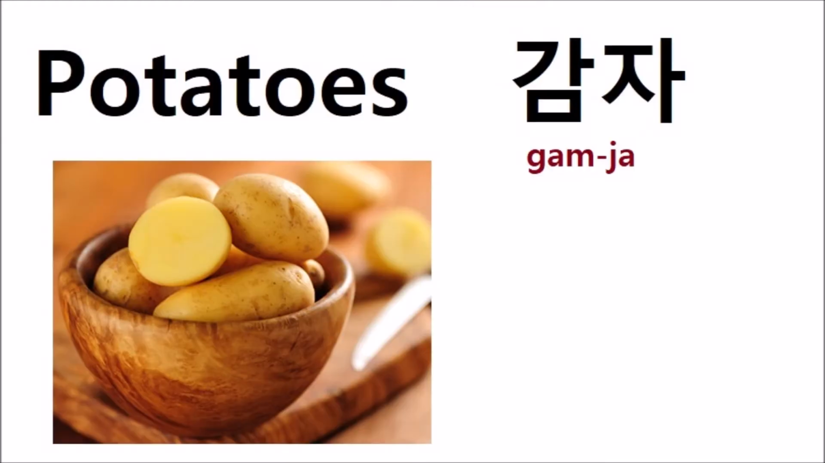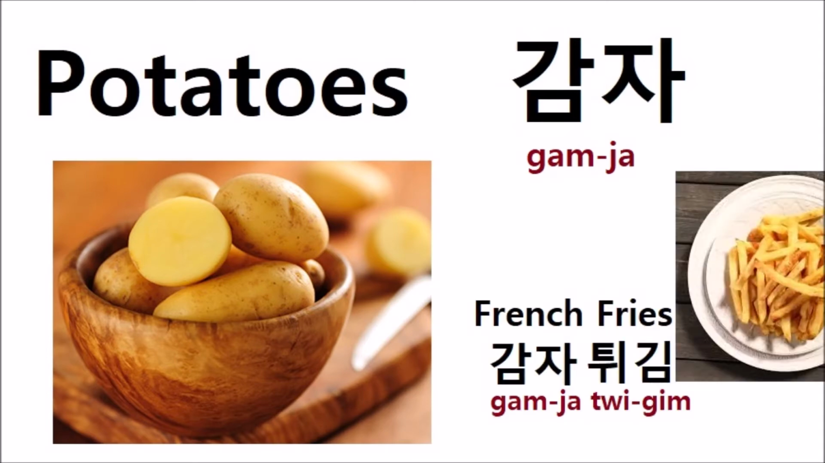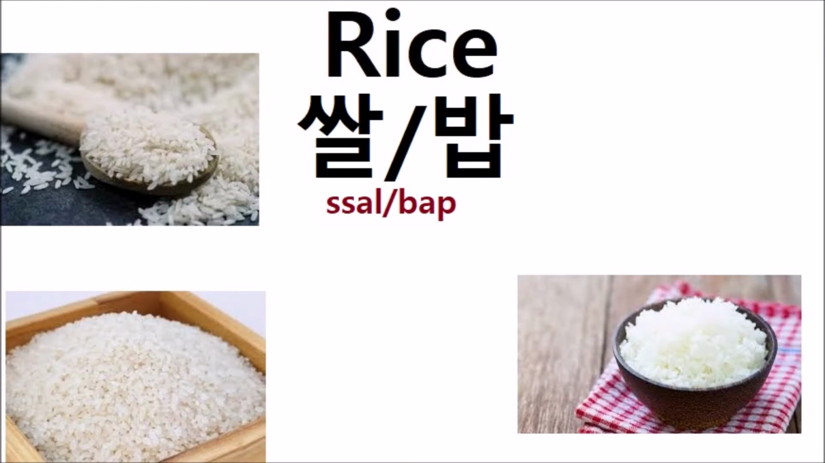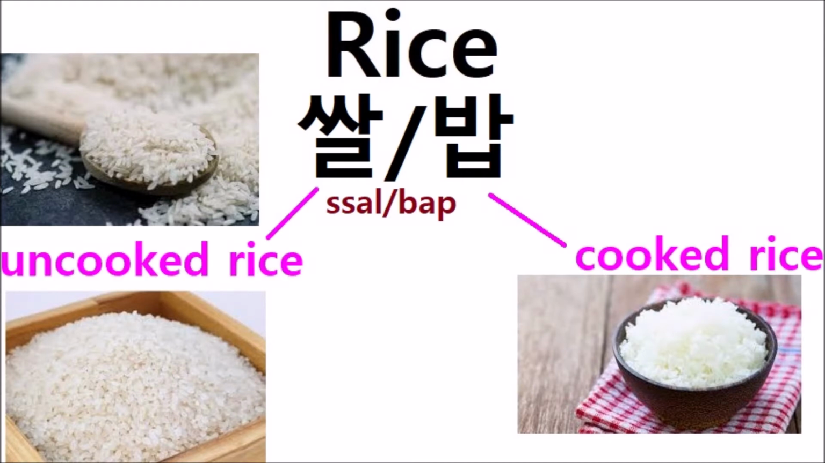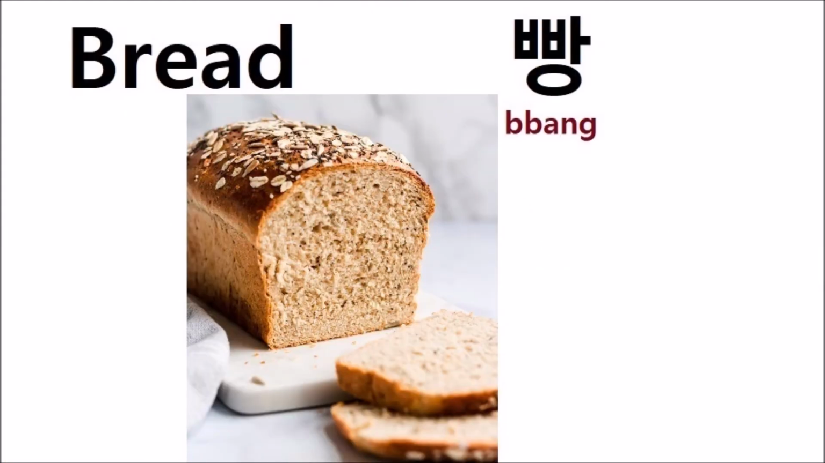Potatoes is gamja. Do you know what French fries is? Gamja twigum. Potato twigs. Rice we've seen before. Bop. Bop actually only refers to cooked rice. Uncooked rice is called sol. Bop and sol. Bread is called bang.